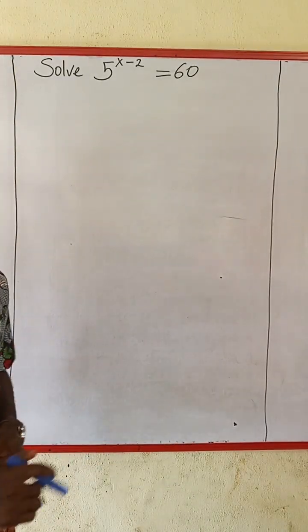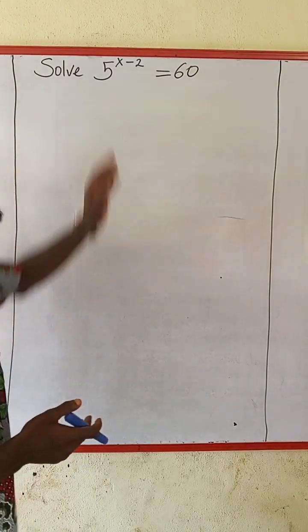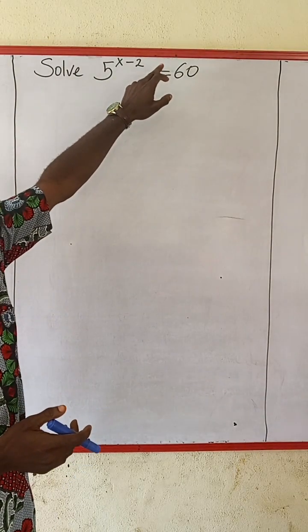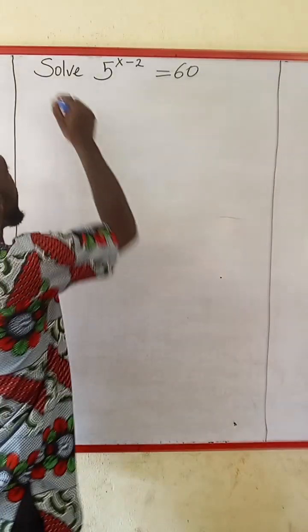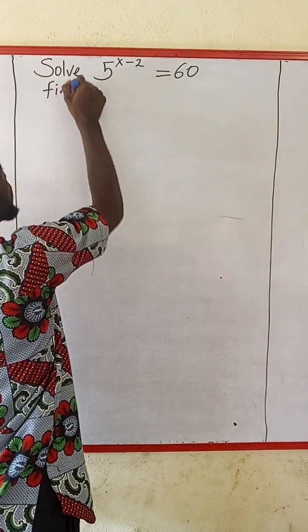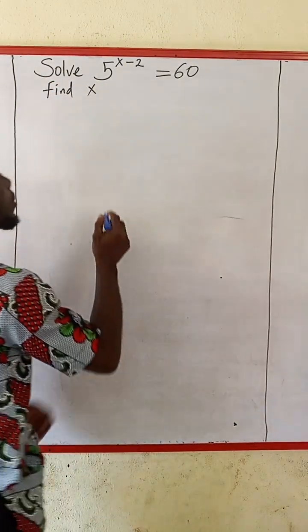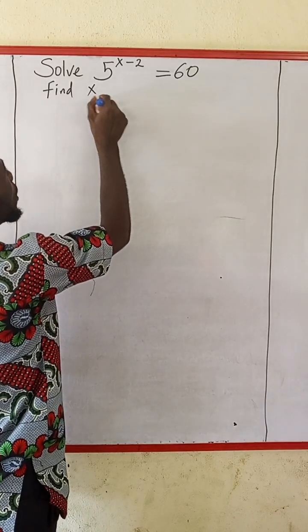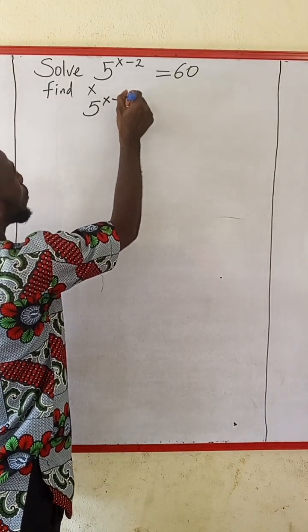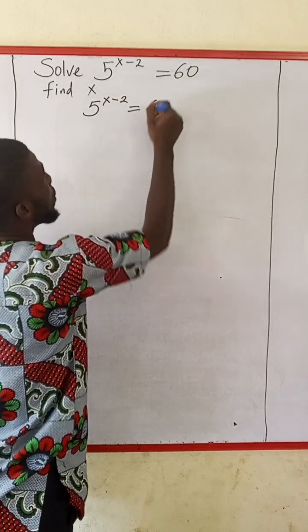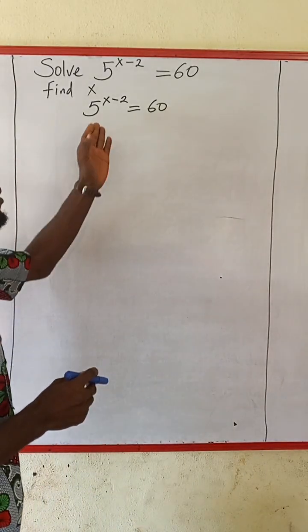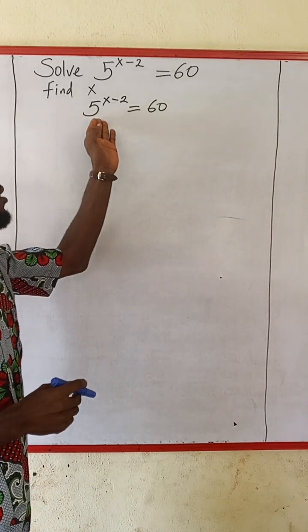Today we'll be solving another indicial equation that says 5 raised to the power x minus 2 is equal to 60. Find x. So we're going to look for x that will satisfy this equation. If we have 5 raised to the power x minus 2 is equal to 60, on our left hand side, we can see that this is an indices.